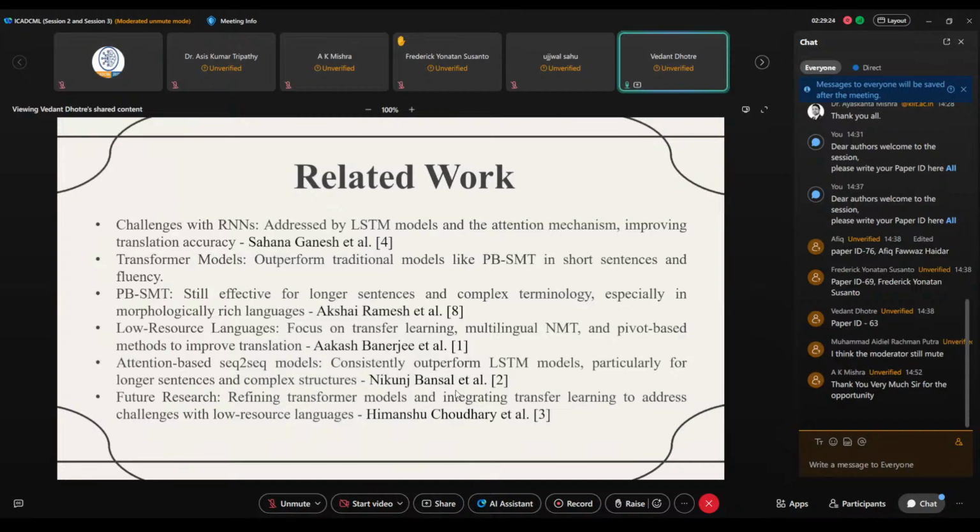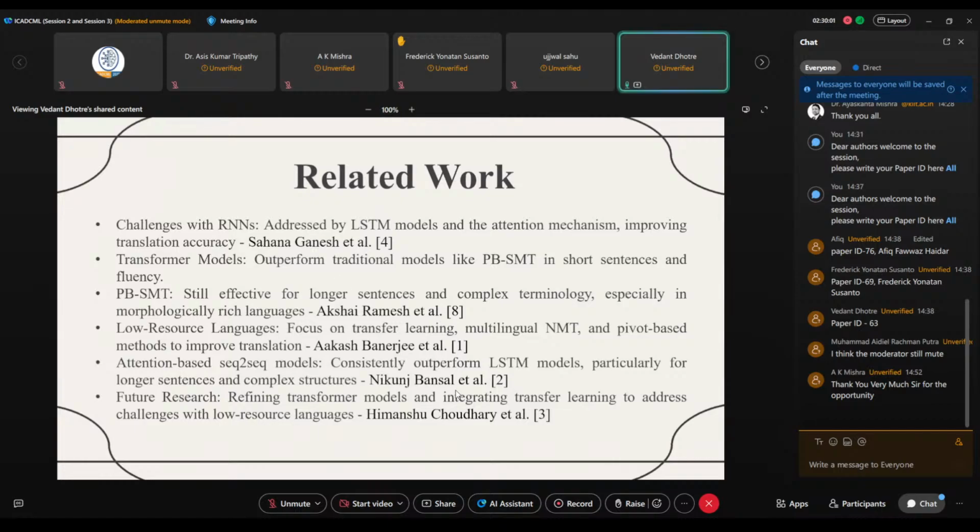We have gone through some related work in this field. We have gone through work published by Sahana Ganesh et al., which talks about the challenges that RNNs possess, mainly the long-term dependency problem in translating longer sentences. This is mitigated by adopting LSTM models and other attention models as well, and essentially it improves the translation accuracy.